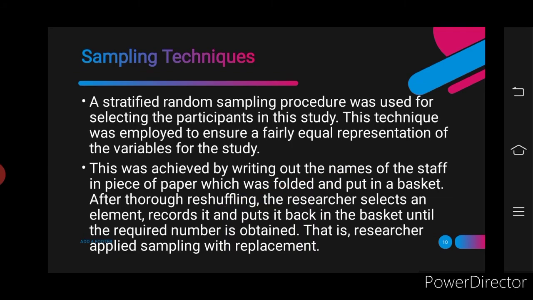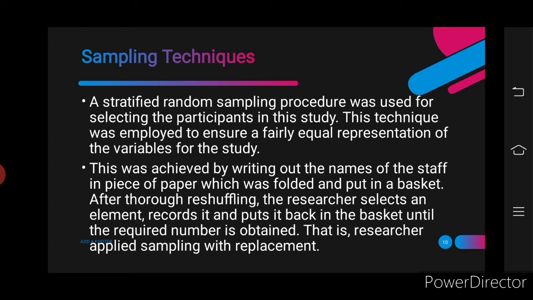Next is sampling techniques. A stratified random sampling procedure was used for selecting the participants in the study. This technique was employed to ensure a fairly equal representation of the variables for the study. This was achieved by writing out the names of the staff on a piece of paper, which was folded and put in the basket. After thorough reshuffling, the researchers select an element, record it, and put it back in the basket until the required number is obtained. So this is the researcher applied sampling with replacement.